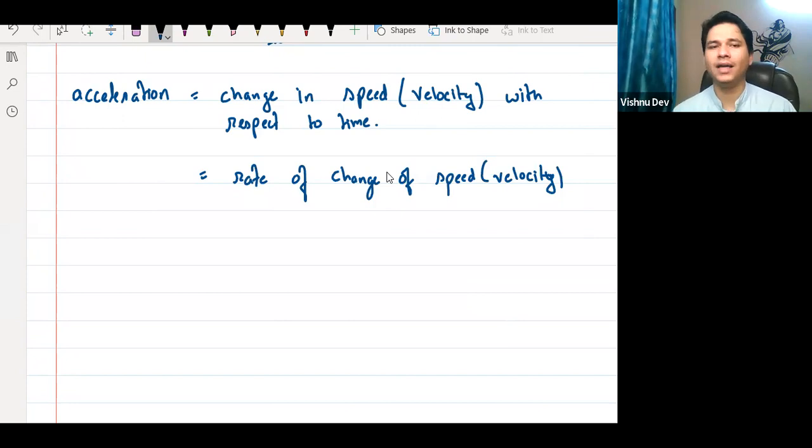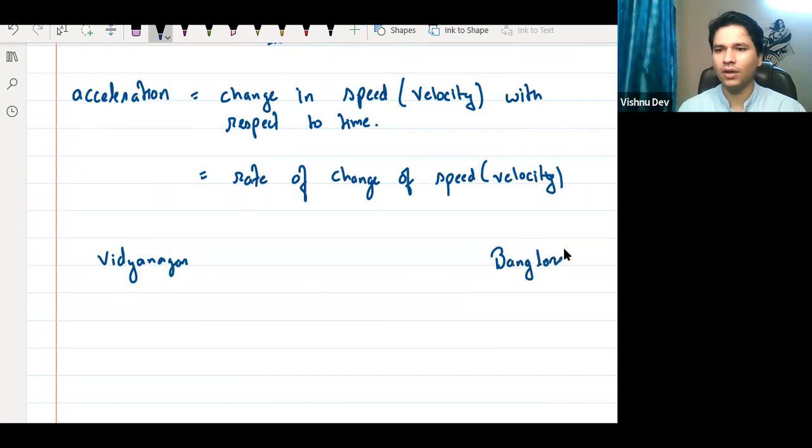Now, your question should be, sir, why are we calculating acceleration? Just think about a normal scenario. Suppose you are traveling from Vidyanagar to Bangalore. Now, will your speed be the same?